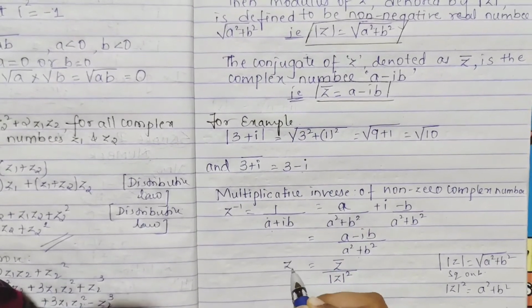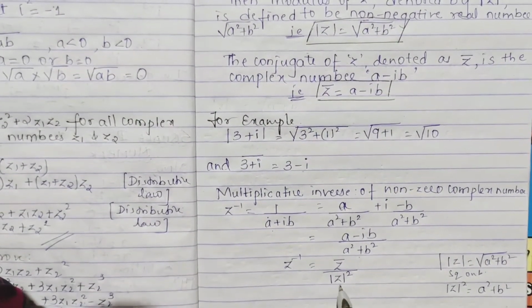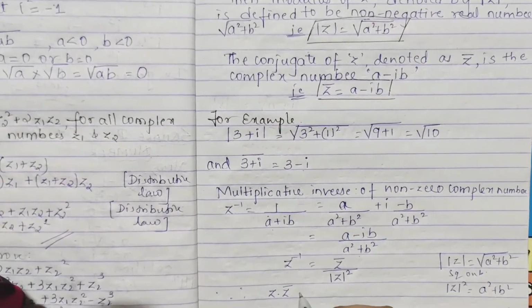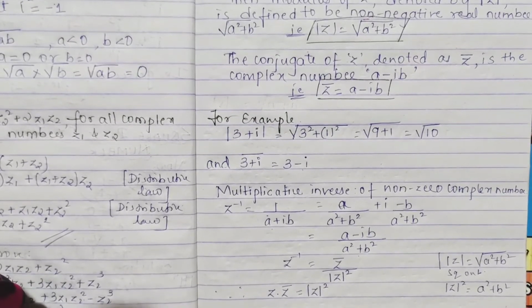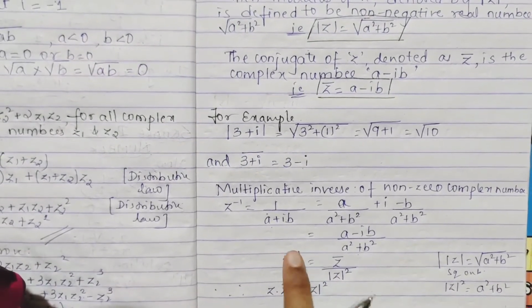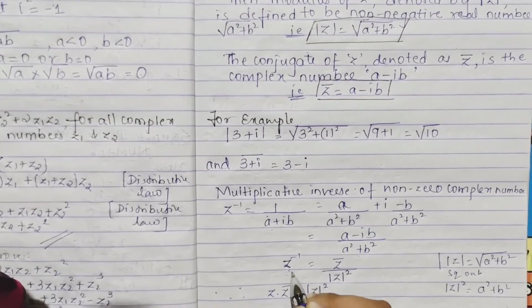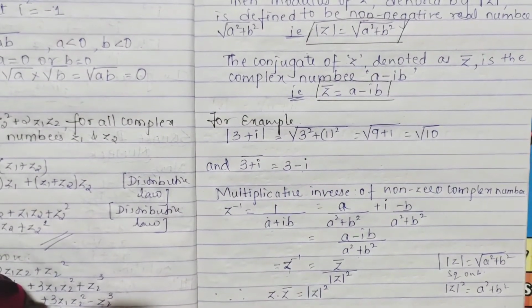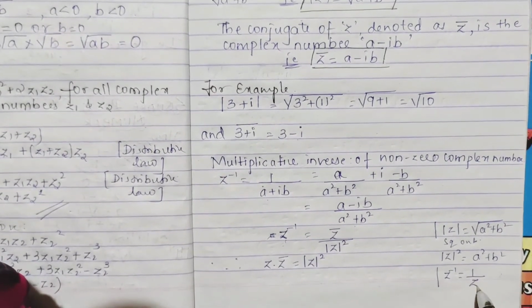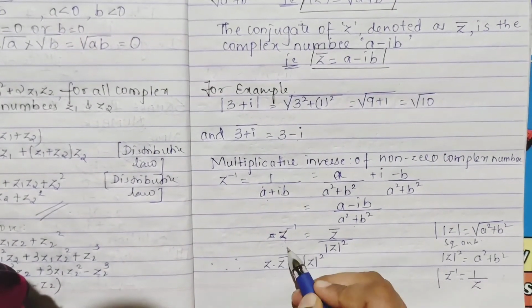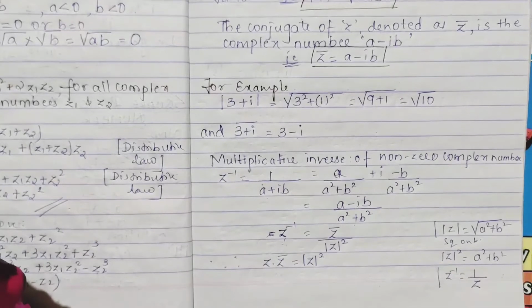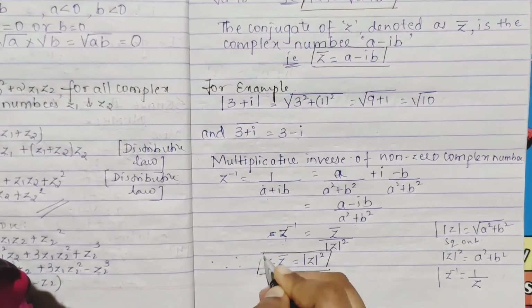So as you can see, your z inverse you get is z bar by mod z whole square, or you can also write as z into z bar is equal to modulus z square, right? Z into z bar is equal to modulus z square. Z inverse you can write as 1 by z, right? Z inverse is 1 by z. So if I take this as 1 by z, z into z bar is equal to modulus of z square. Okay, so this is also very important, you should remember.